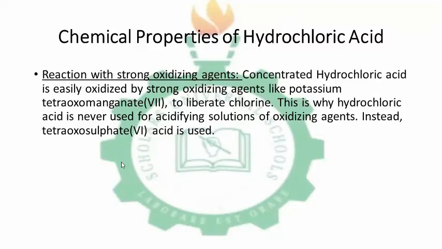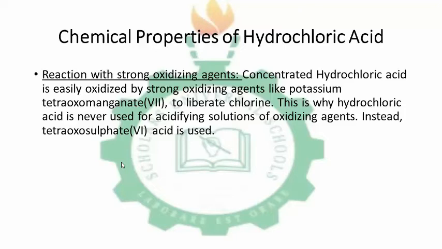Concentrated hydrochloric acid is easily oxidized by a strong oxidizing agent like potassium tetraoxomanganate(VII), which is KMnO4, to liberate chlorine gas. Please take note that this also follows the same principle as the laboratory preparation of chlorine.